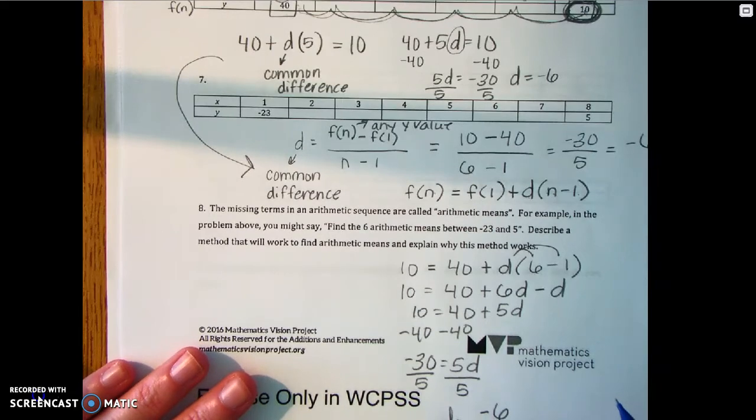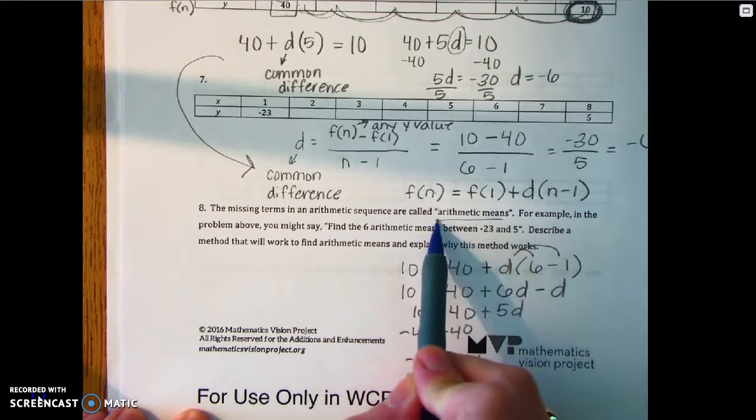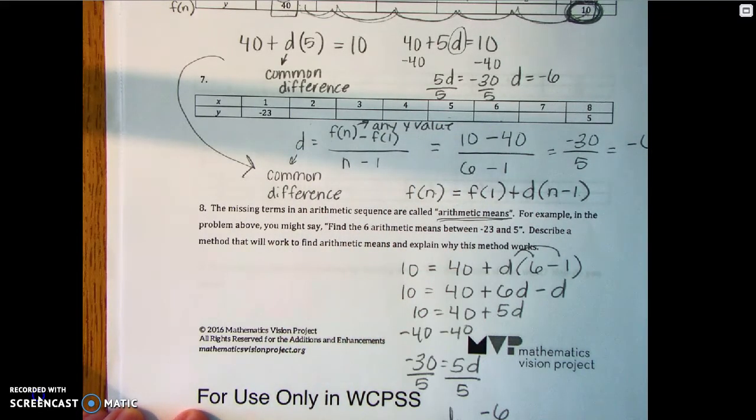So those are three methods you can use for figuring out what the common difference is in these tables so that then you can figure out what the arithmetic means are. And remember that the arithmetic means, which it describes right here, are the numbers in between that we don't know.